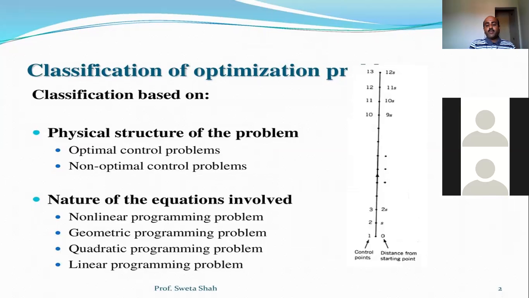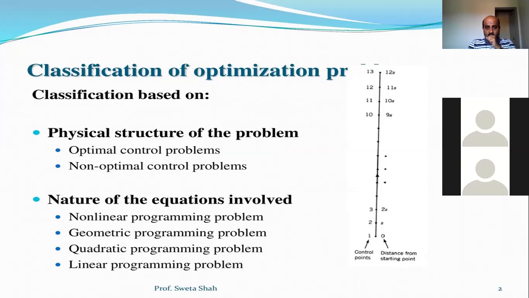Then classification of optimization problems based on the physical structure of the problem: optimal control problems and non-optimal control problems. I will discuss this in the next slides. And the next one is the nature of equations involved: nonlinear programming problems, geometric programming problems, quadratic programming problems, and linear programming problems. This is the fourth classification, which depends upon the equations.